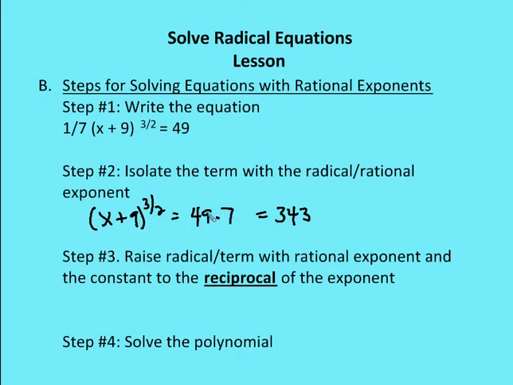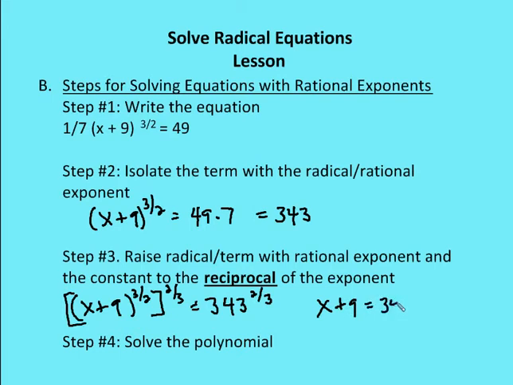343, since 49 times 7: 40 times 7 is 280, plus 63 gives me 343. Now I'm going to raise the term with a rational exponent to the reciprocal of the exponent. The reciprocal of this exponent value is 2/3. So I say x plus 9 to the 3/2 raised to the 2/3. At the same time, I need to raise 343 to the 2/3. X plus 9 taken to the 3/2 then to the 2/3, again using my power of a power property, leaves me with x plus 9 to the 1, which is the same as just x plus 9.